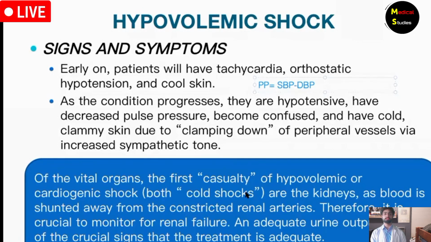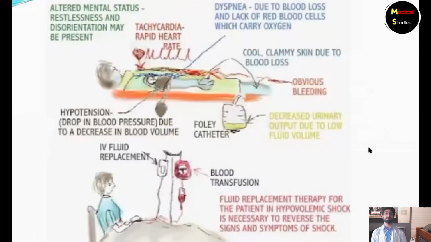That's why the history of decreased urine output has to be asked of the patient. And when the patient is admitted to the hospital, you should always collect how much urine is passing, or check whether there is oliguria or not. Okay, now we move on to the next one.